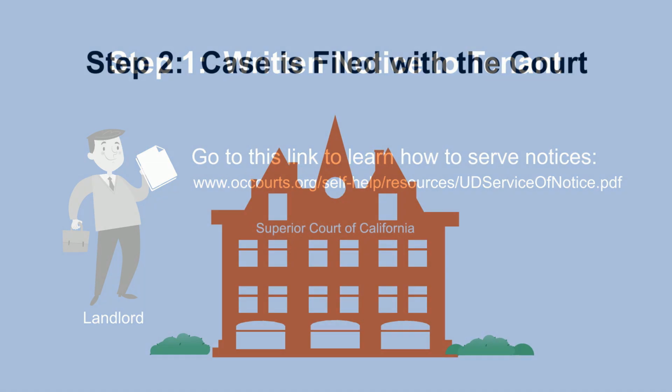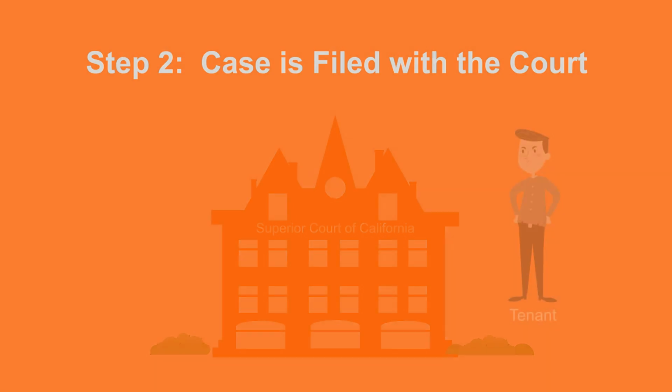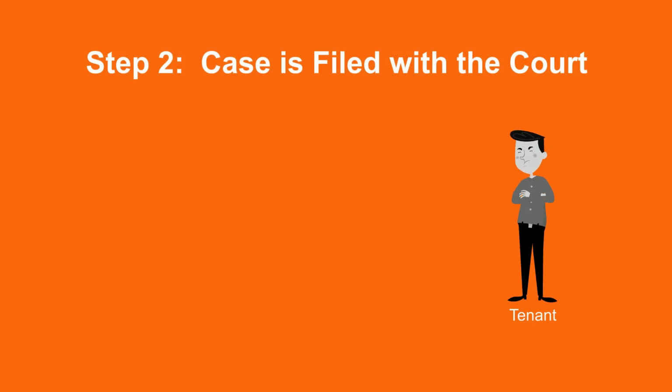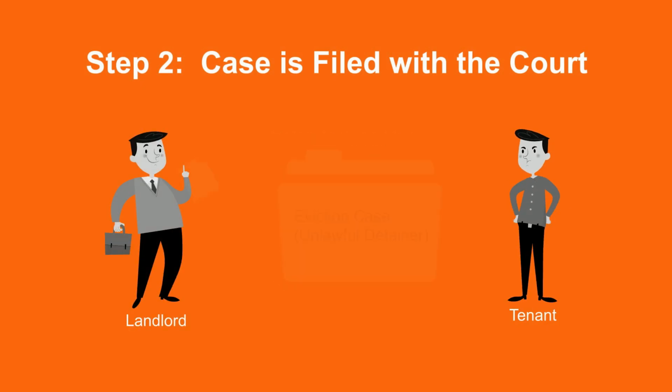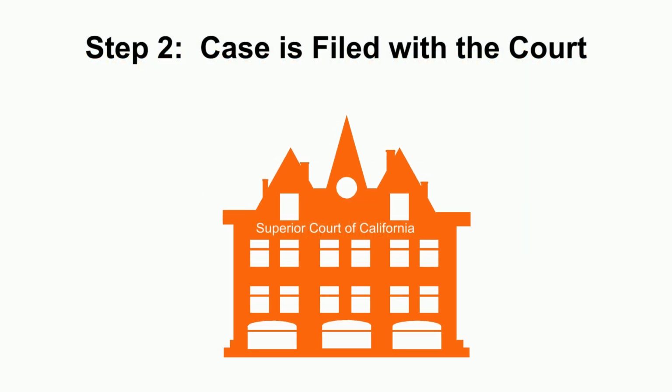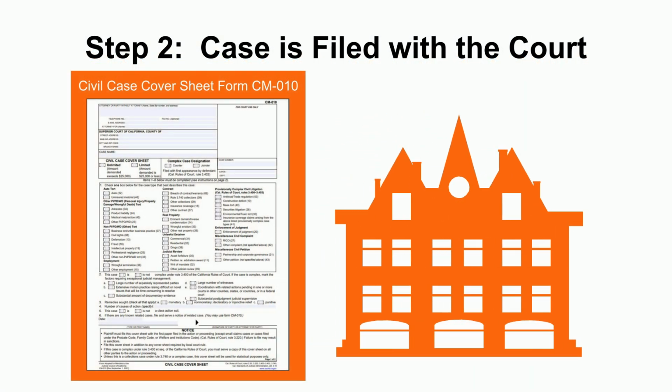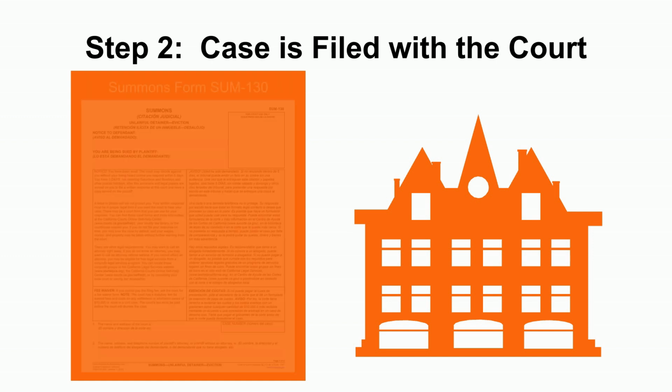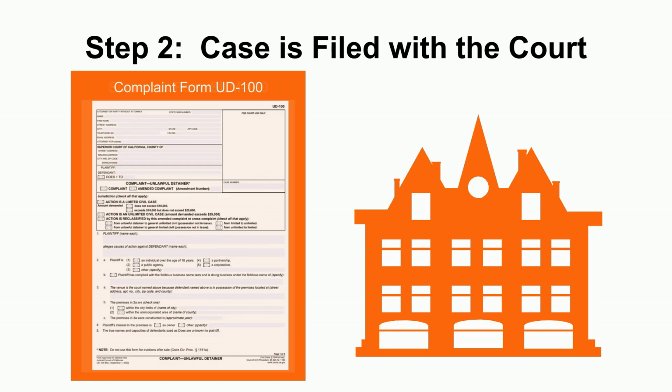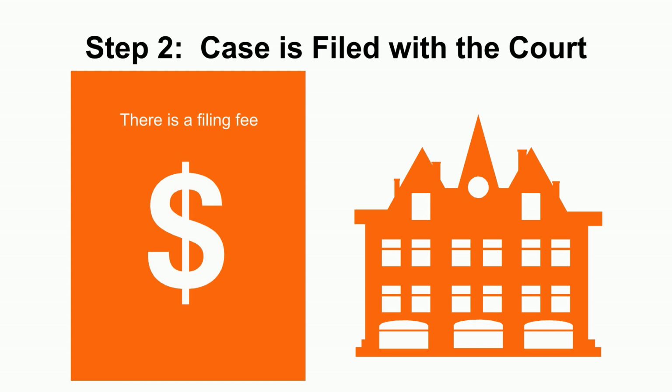Step 2. Case is filed with the court. If the tenant does not do what the notice says by the deadline, the landlord can start an eviction case with the court. The landlord would file the civil case cover sheet, CM-010, summons, SUM-130, and complaint, UD-100. There is a fee to file.